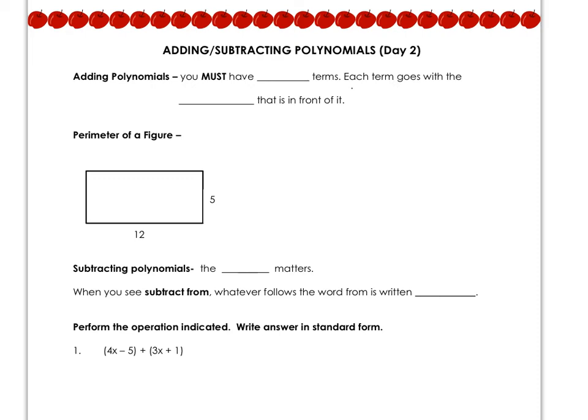In this next video, we're going to talk about adding and subtracting polynomials. So when adding polynomials, you must have like terms. And each term goes with the sign that is in front of it.